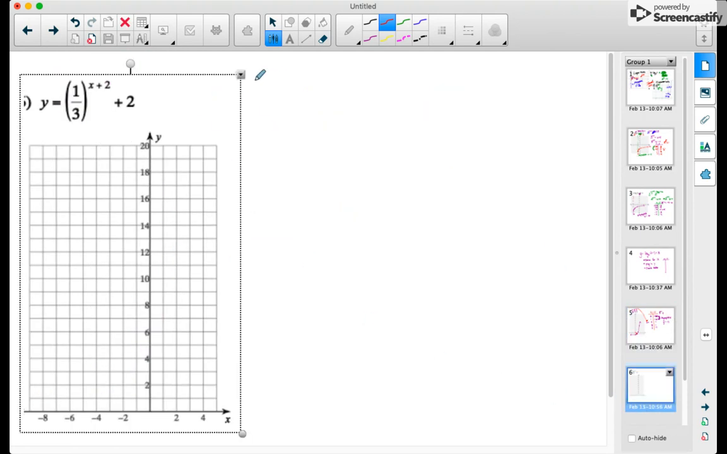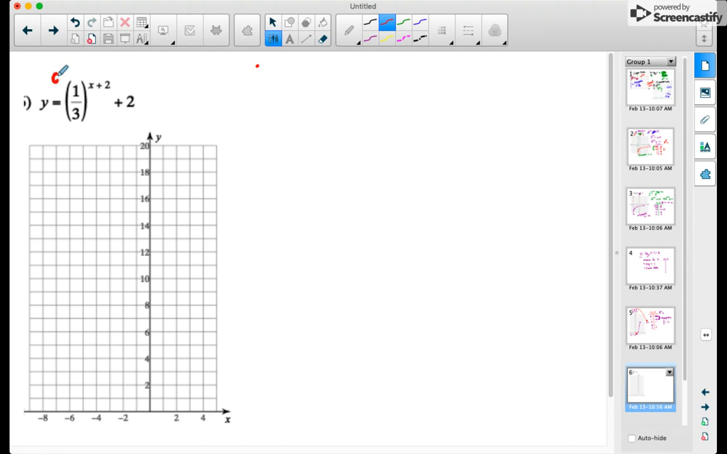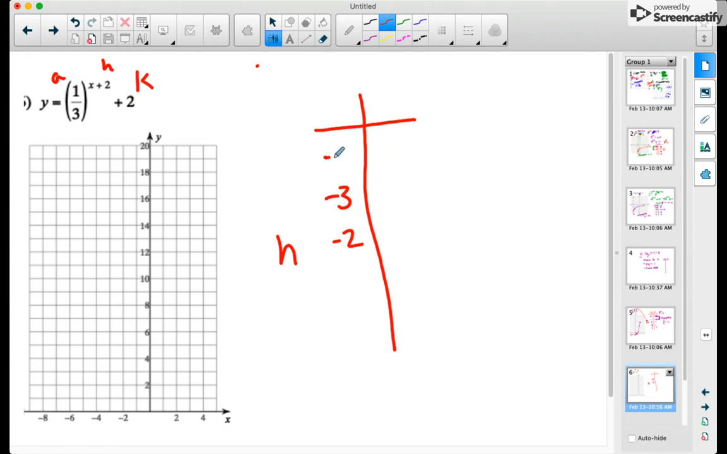So trying that again. Figuring out my a value, there is no a value, my h value, and my k value. I'm going to set up my table. H goes in the middle. It's going to be -2 in this case. Again, I'll give you a minute to figure out why it's -2 and not +2. Pick 2 values above my x value, or my h value, 2 below. And now I'm going to just plug them all in.